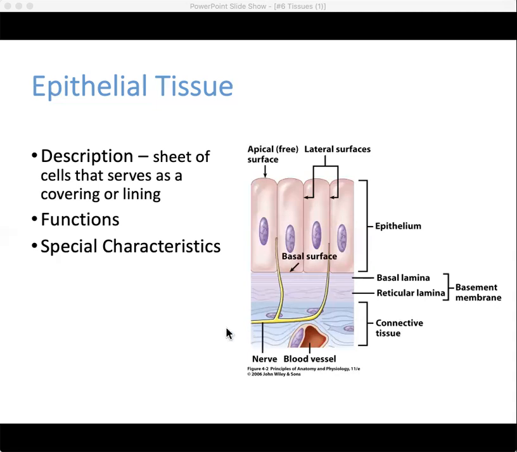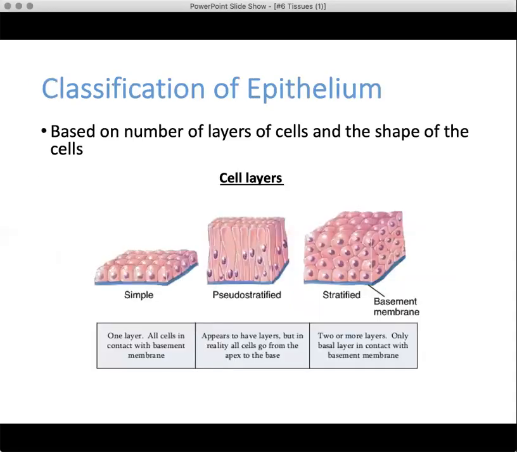All right. In terms of the epithelial tissue types, there are two ways that epithelial tissue is classified. It's based on the number of cell layers and the shape of the cells found within those layers. So first of all, there can be simple epithelium, which means there's one layer of cells.